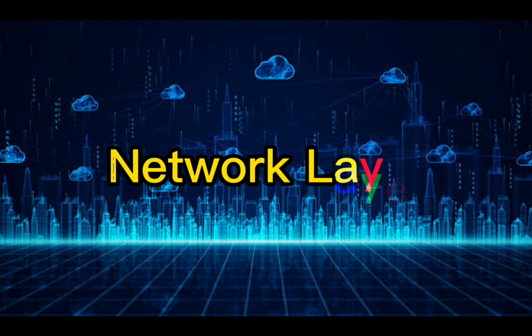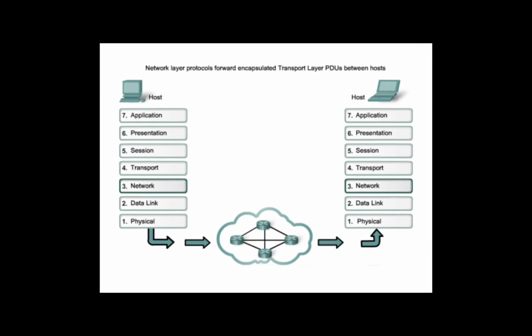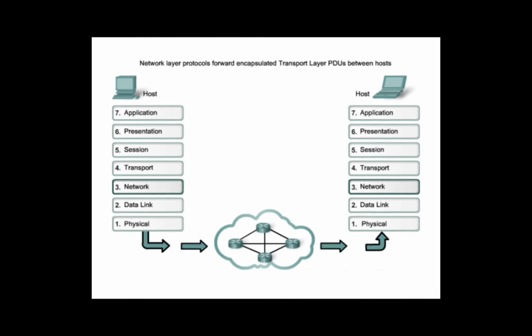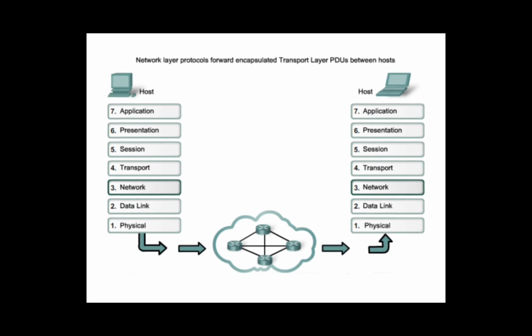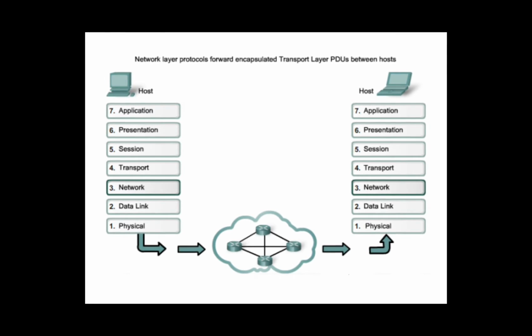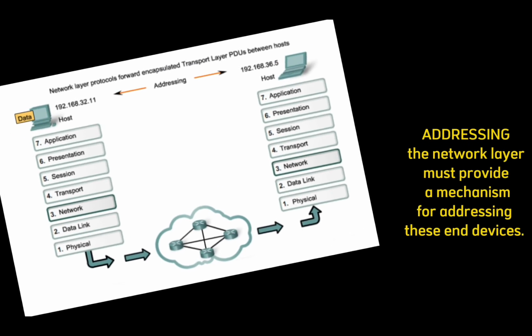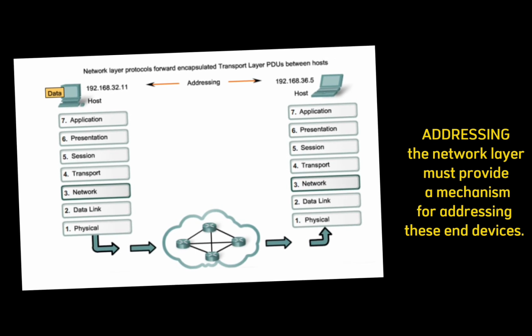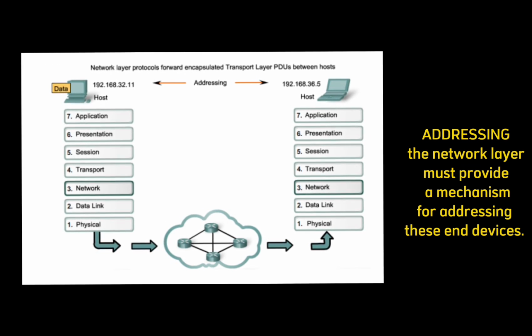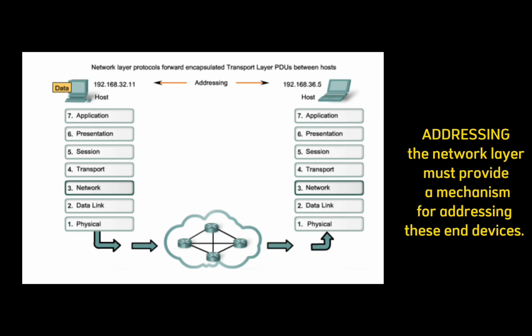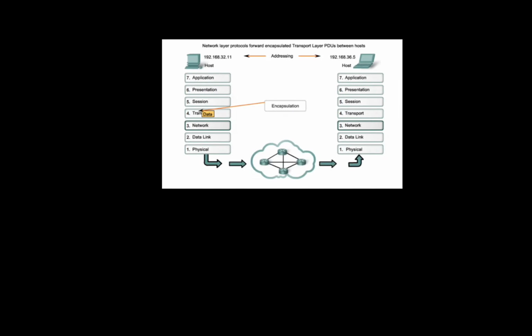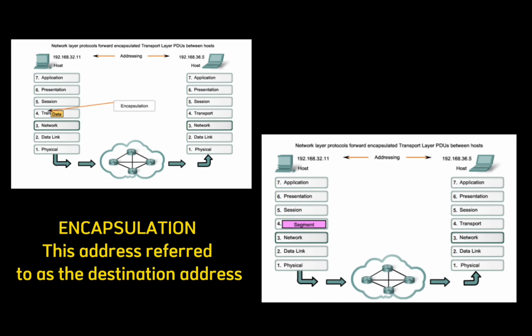Network layer. Communication from host to host. To accomplish this end-to-end transport, Layer 3 uses four basic processes. Addressing. The network layer must provide a mechanism for addressing these end devices. Encapsulation. The network layer must provide encapsulation.